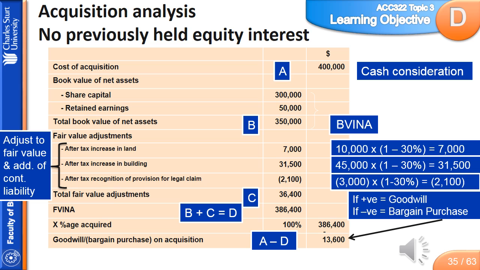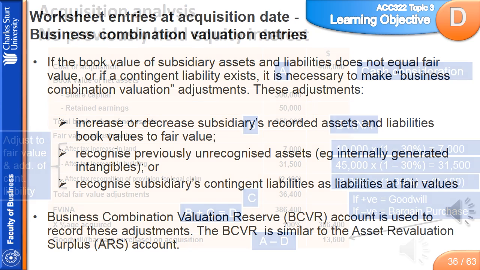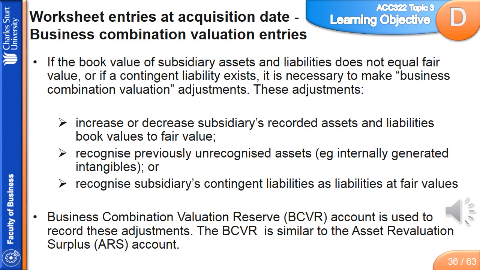So on the next slide we'll just talk about this a bit more, what's going on here, and then we'll look at some of the journal entries, the consolidation journal entries that follow on from this analysis that we just completed. So if the book value of a subsidiary's assets and liabilities doesn't equal fair value, or a contingent liability exists, which just occurred on the previous slide, it's necessary to make business combination valuation adjustments.